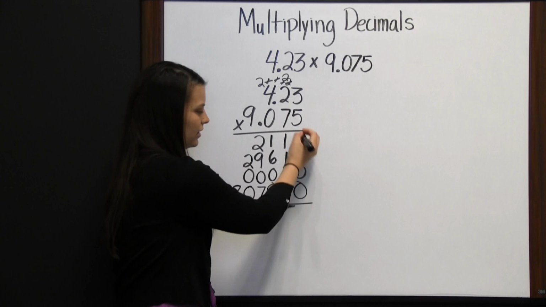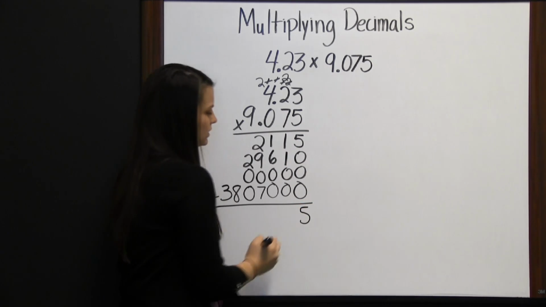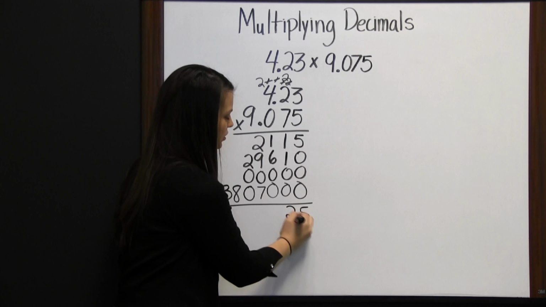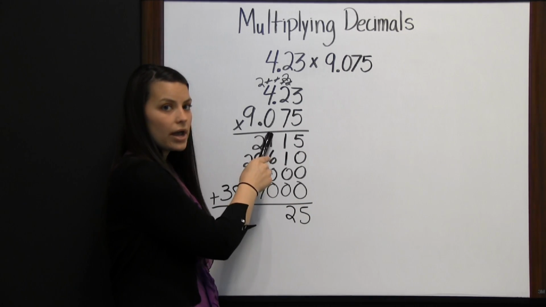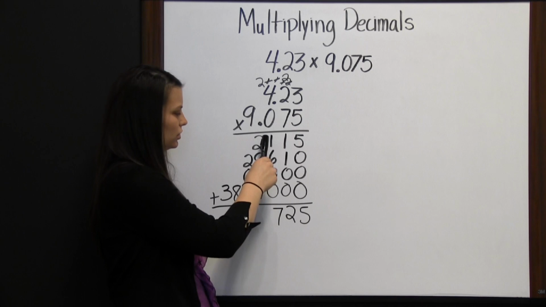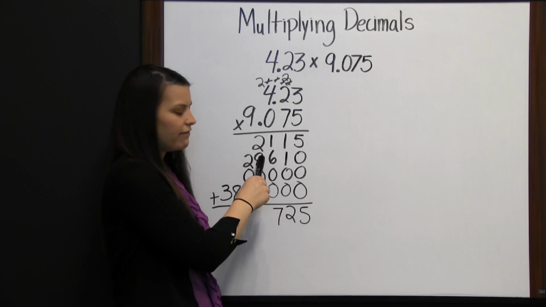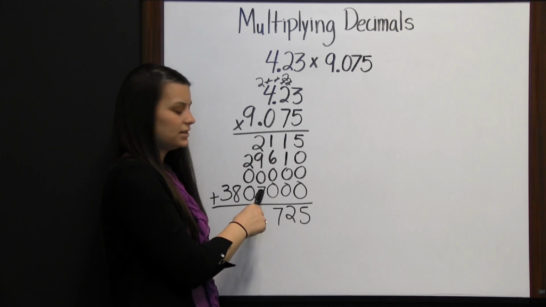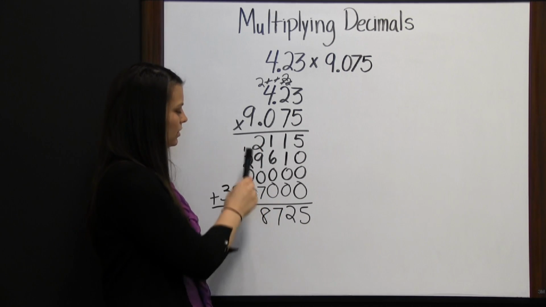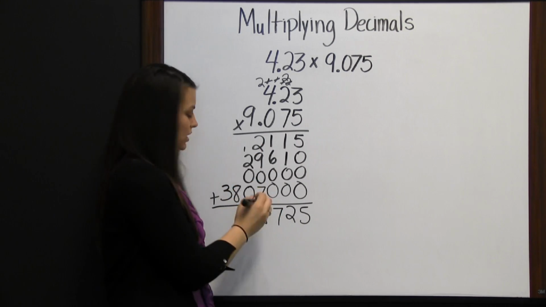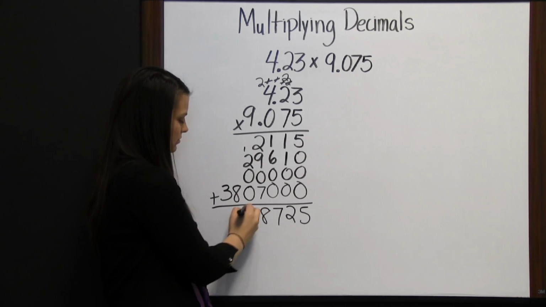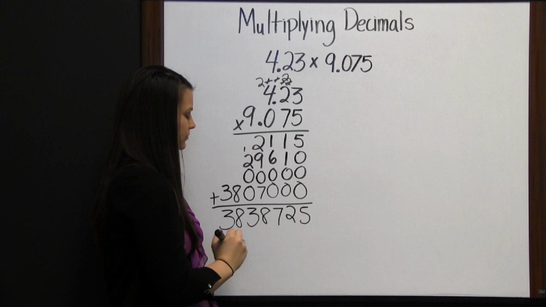5 plus all these zeros gives us 5. 1 plus 1 is 2. 1 plus 6 is 7. 2 plus 9 is 11, plus 7 is 18. Write our 8. Carry our 1. 1 plus 2 is 3. And then we have 8 and our 3.